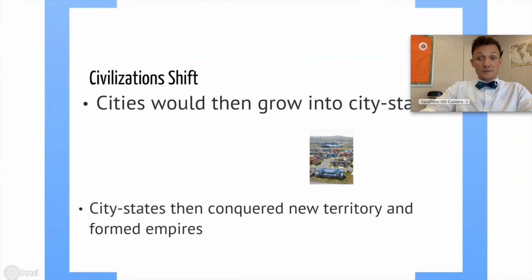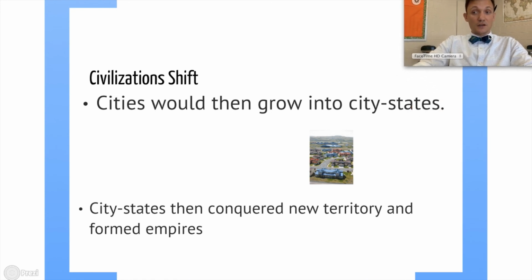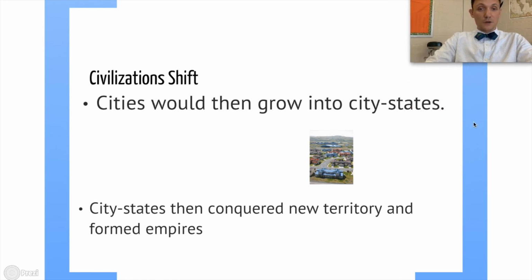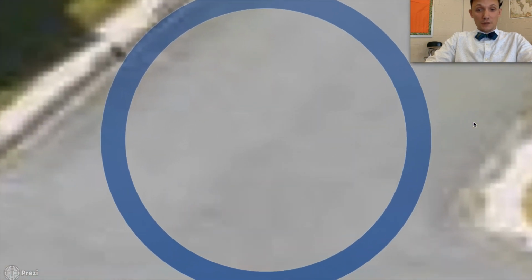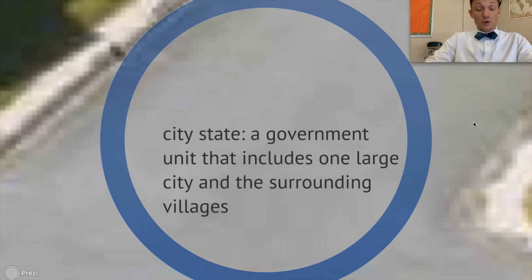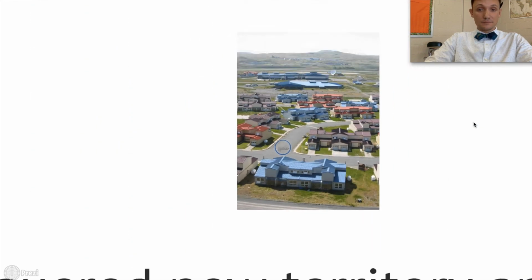Now, lastly, civilizations are going to take a major shift when their government and governing styles get much more serious. They're going to grow into these things called city-states. Now, a city-state is the earliest political unit, and what it is, it's a government or a political unit that includes one large city and the surrounding villages. An example of a city-state is Sparta or Athens or technically Rome. They just conquered a very large amount of land.